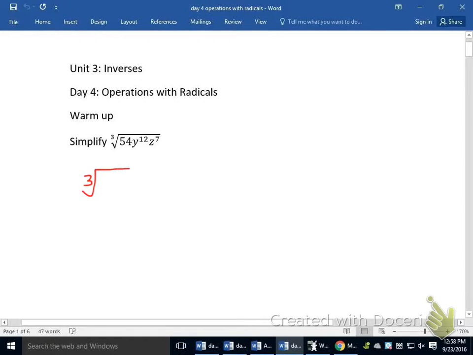So on this problem, if I was working with it in radical form, I would go ahead and say that this is the cube root of 27 times 2, because 27 is 3 cubed, and that's the largest perfect cube that will divide out of 54. I would have y to the 12th, z to the 7th, and so now I would simplify out what I can. The cube root of 27 is 3. I know that the 2 is going to remain inside there.